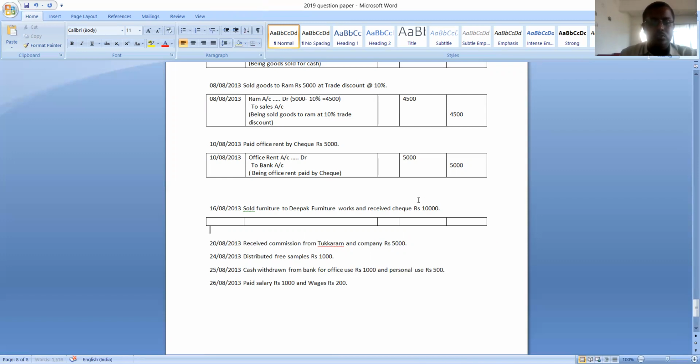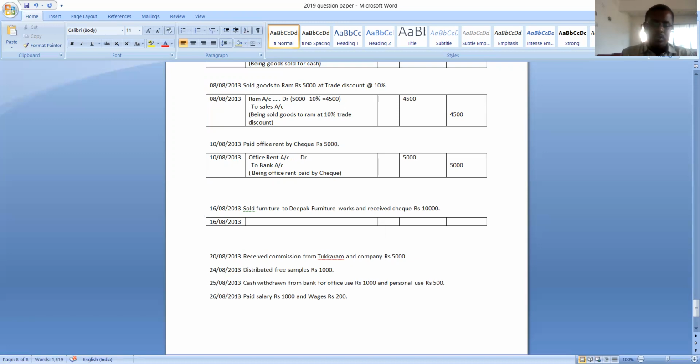It is dated on 16th of August 2013. What is the transaction? Sold furniture to Deepak Furniture Works and received check, rupees 10,000. So here, what is furniture? Furniture for us is an asset. We are selling that furniture to Deepak Furniture Works and received check. Check indicates bank. So one is bank account, and another one is which account?